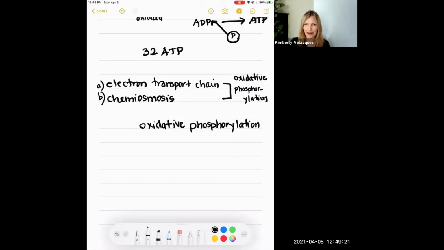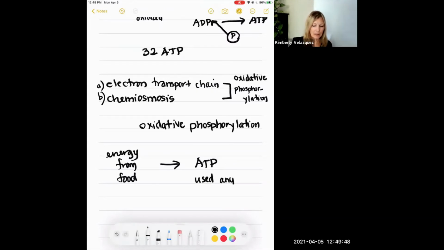On the surface, it seems really, really boring, but just realize this is an amazing process. Like, how cool is this that we can take energy from our food and we can package it as ATP and we can use it anytime, any place in the cell. We don't have to have a gas tank that's full. We don't have to be on a glucose drip all day long. We can take that energy from our food and we can convert it to an energy currency that can be used anytime, any place in the cell.